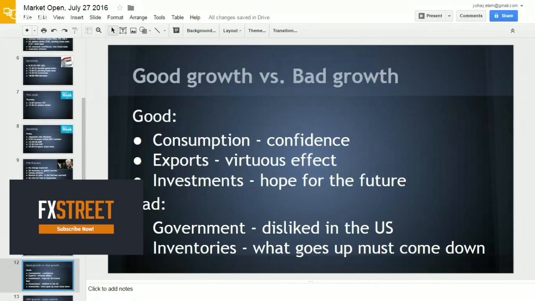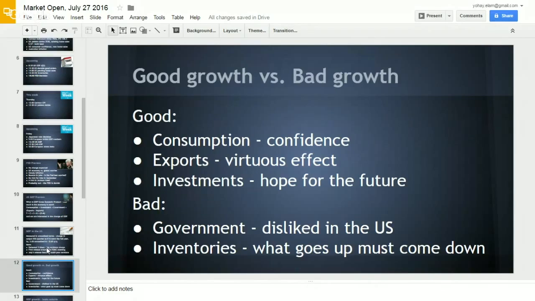What kind of growth is bad growth, okay? So when we have more government investment, that's seen as temporary, and that's also frowned upon in the US. The US is more based on, of course, the private sector, especially in comparison to France, for example. So any rise in government spending can be stopped later on by Congress, or anyway, it can be temporary, and it's not the right kind of growth.